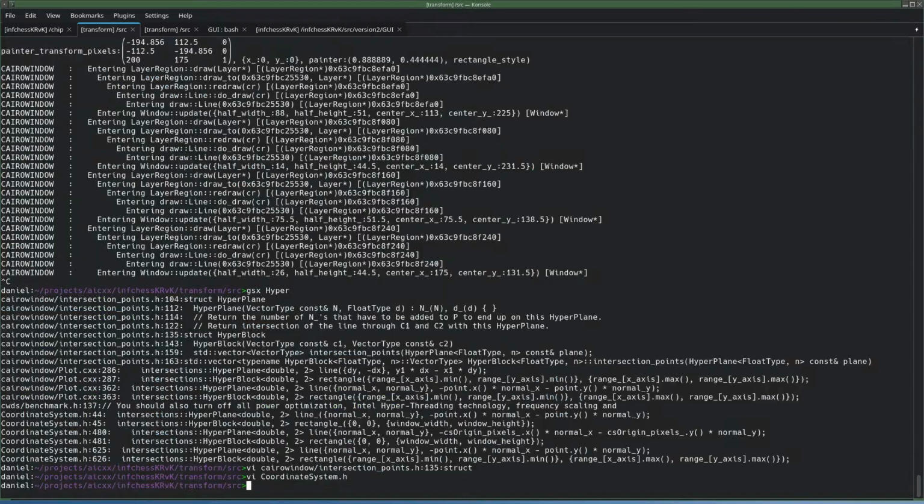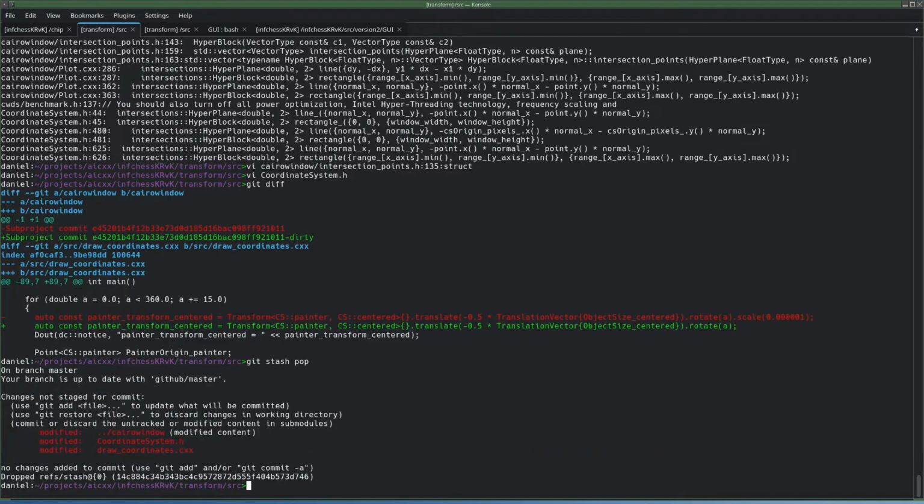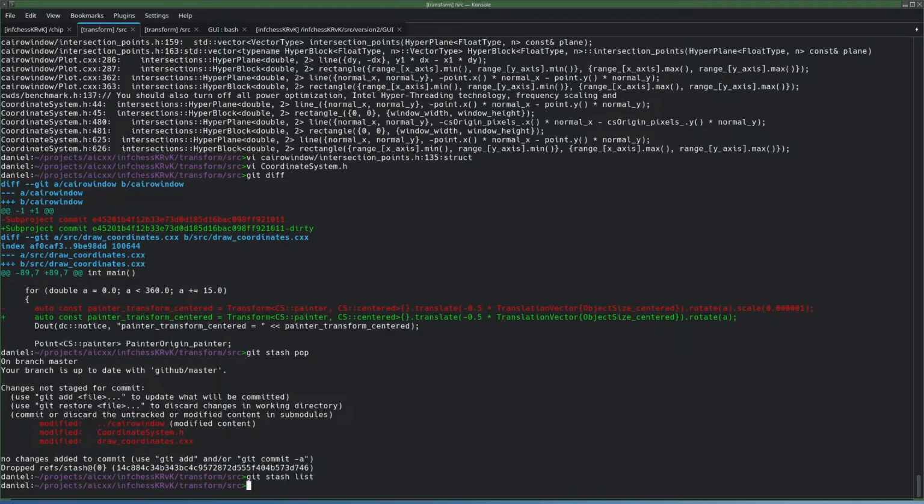Oh, wait a minute, I remember. I test my changes. Let this be empty. It's not empty. I removed that. That's probably not a problem. Git stash pop, I think, should do the trick. Yeah. So you don't know, it should be empty. Yeah.